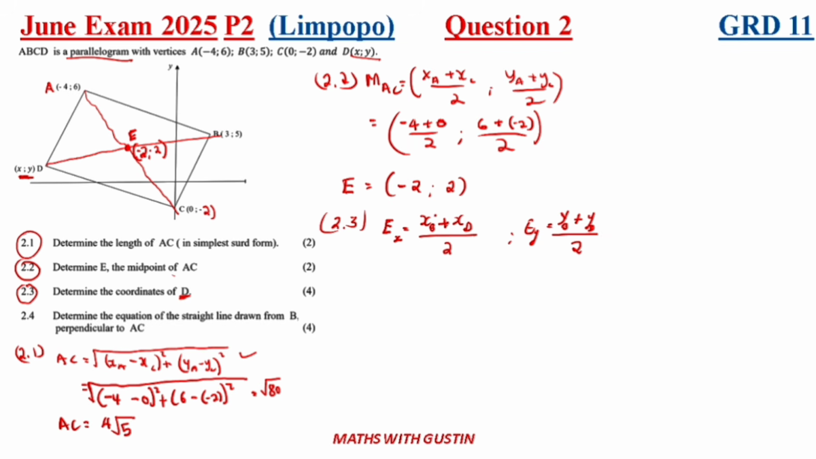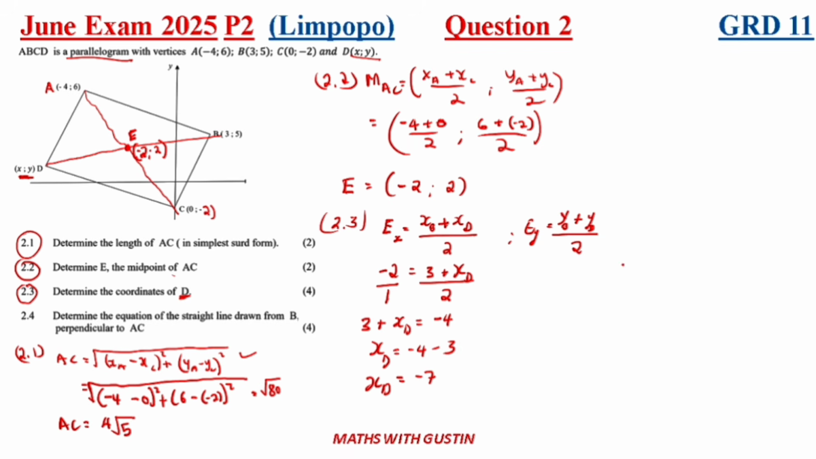Okay, so with that, now we know the coordinate of E at X is minus 2. It's equal to the X at B, which is 3, plus the X at D, which we don't know. This is what we're looking for. Divide by 2. So what we're going to do now, it's over 1 here, we cross multiply. So this is what we're going to have: 3 plus X at D is equal to 2 times negative 2, which is equal to negative 4. Then you take 3 to that side. So X at D is equal to negative 4 minus 3, which gives us X at D as negative 7.